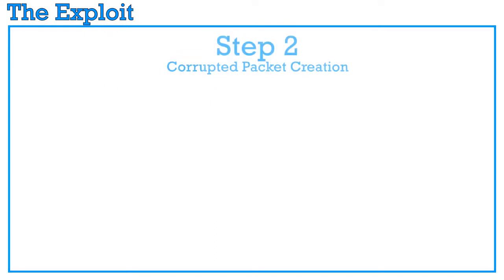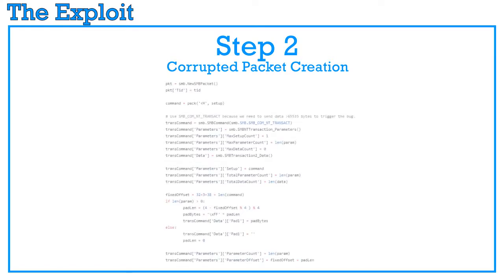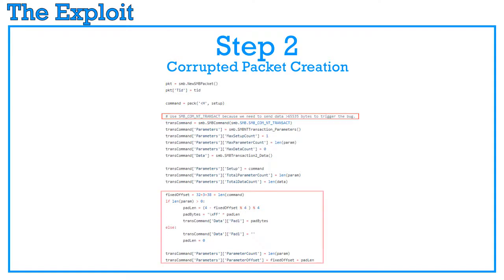The second step is to create the corrupted packets. This will allow for the overflow and for code to be hidden within the packet. We can see in the code below that smb_com_nt_transact is used, as that is what will allow us to trigger the bug. Additionally, we can see a fixed offset being created as well. Both of these are what allow us to create additional room in the packet in order to hide malformed code.